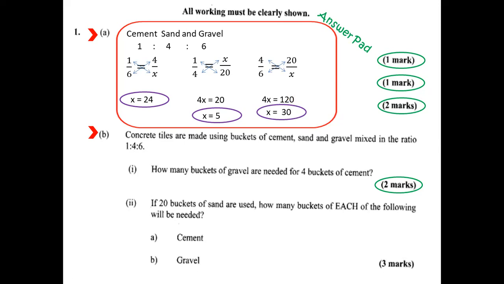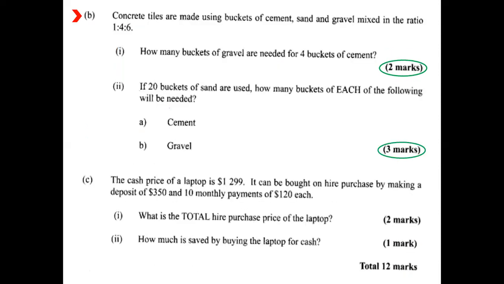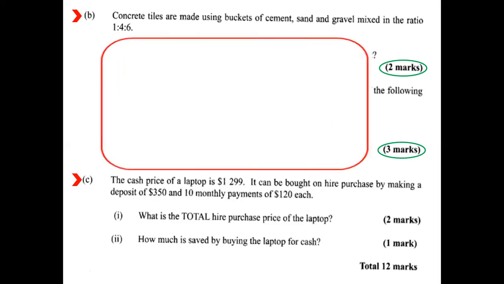So the procedure is standard. Just make sure that you are matching up the cement with cement and gravel with gravel as needed. Then the cross multiplication will take you to the answer with ease, right? 3 marks for those 2 questions there, and you have only one other part here to do, and that's consumer arithmetic, of course. Can't escape that one.